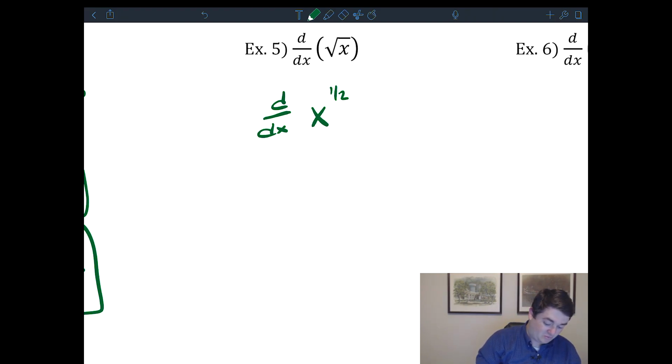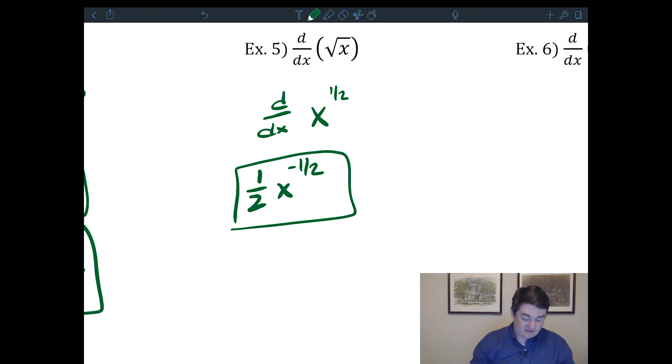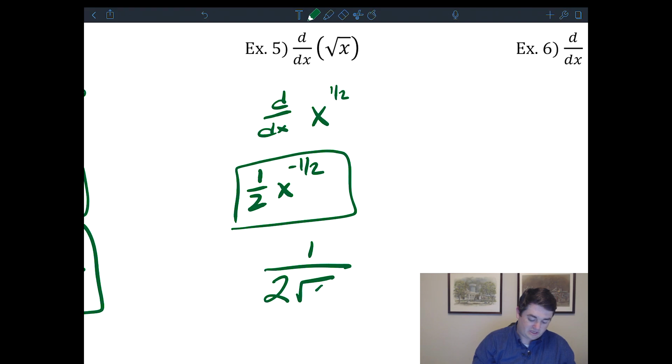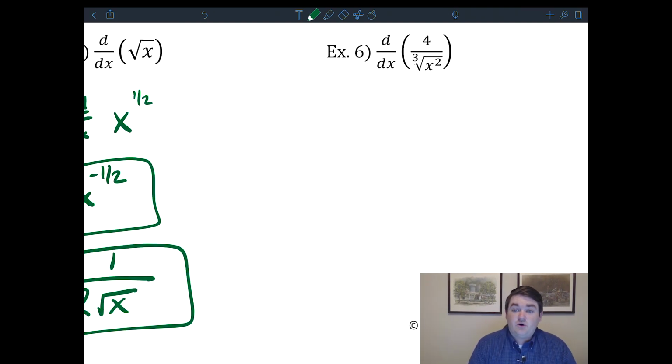The derivative is going to be 1/2 x to the negative 1/2. And again, just like that is fine, but if you want to write it in a clean way, it's going to be 1/2 x to the 1/2, 1/2 square roots of x. And finally, example 6, we've got 4 over the cube root of x squared.